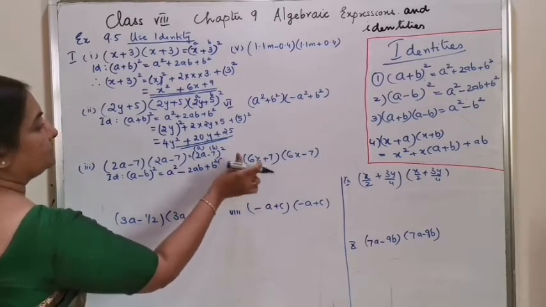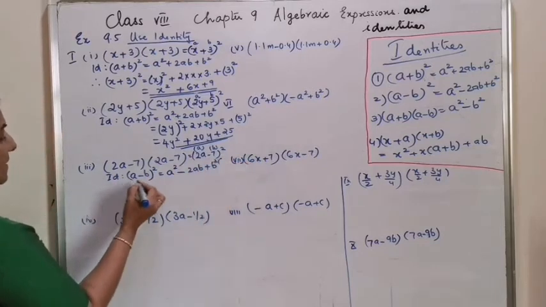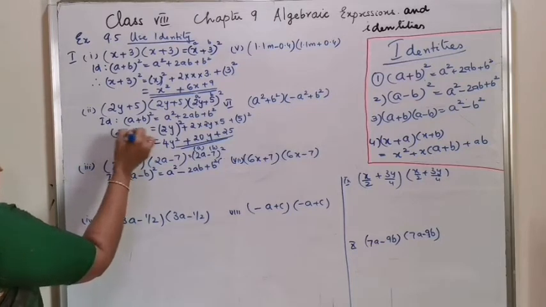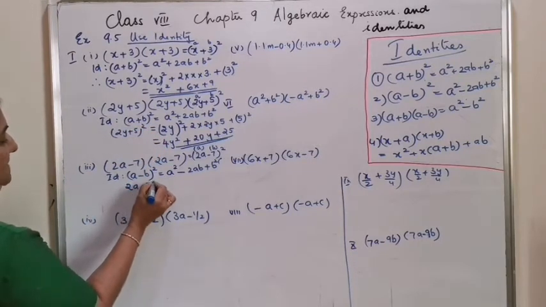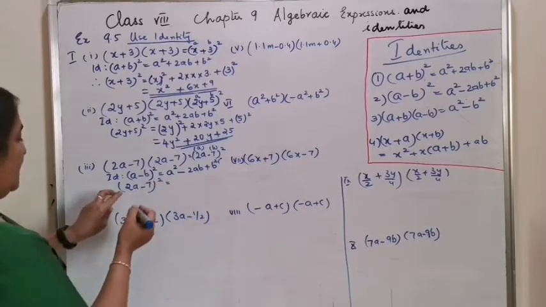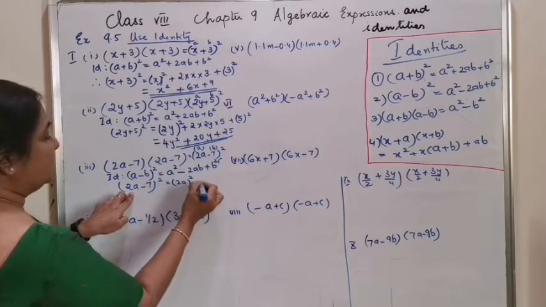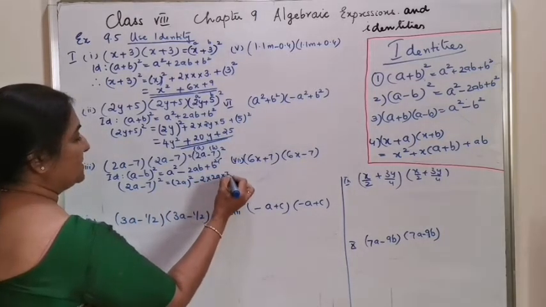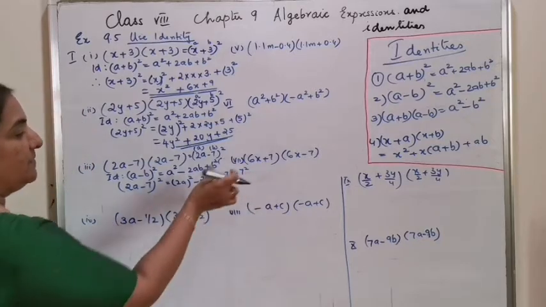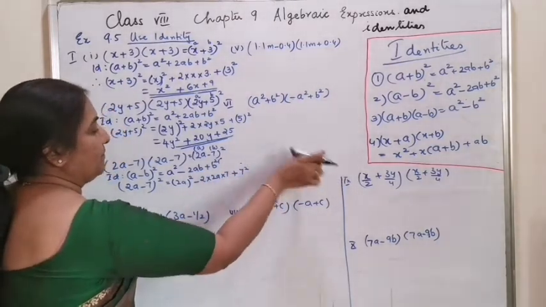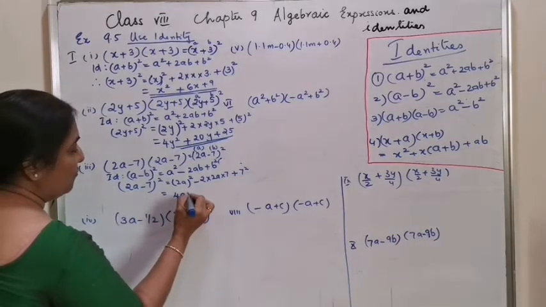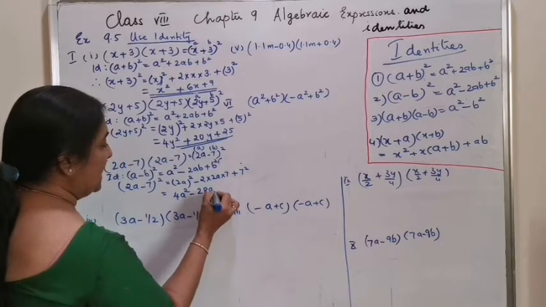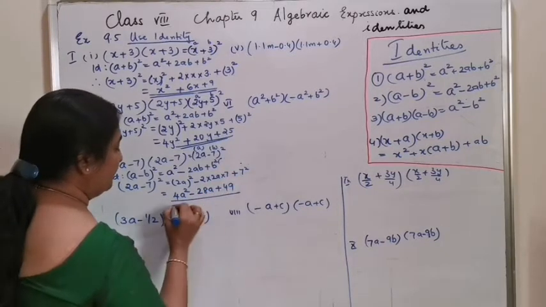So, which is the same as, therefore (2a minus 7) the whole square can be written as (2a) the whole square, bracket is compulsory, minus 2 into 2a into 7 plus 7 square, which is the same as 4a square. 2 2s are 4, 4 7s are 28a plus 49.